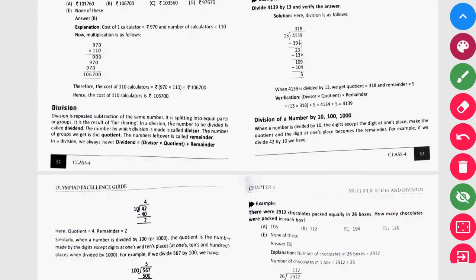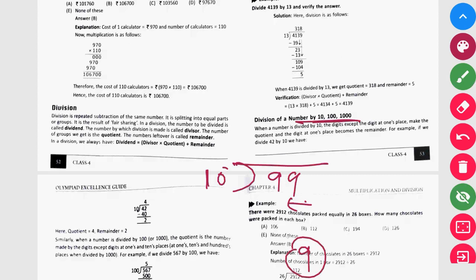Now if we divide any number by a multiple of 10, 100, 1000, then what we do is, suppose the number 99 is divided by 10. In 10, how many zeros are there? One zero. So only one digit from the unit place of that number is the remainder, and the rest, the tens place digit, is the quotient.